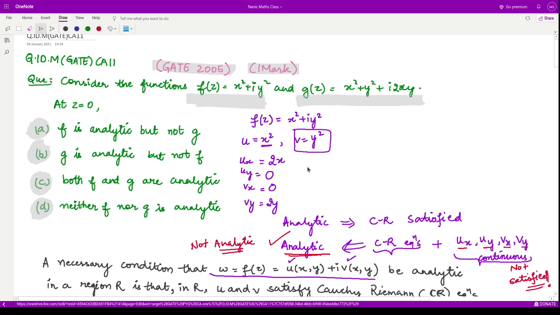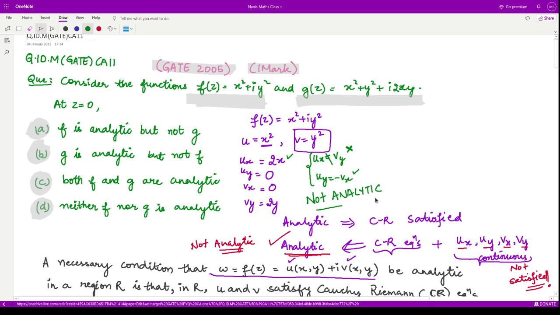Here you see the Cauchy-Riemann equations, which are these: ux is equal to vy and uy is equal to minus vx. Are they satisfied? Here ux is 2x and vy is 2y, so obviously this condition is not valid. The second is true, right? Because they both are 0. So because one of these conditions is not satisfied, we can say that the corresponding function is not analytic.